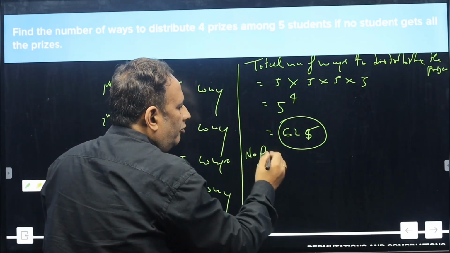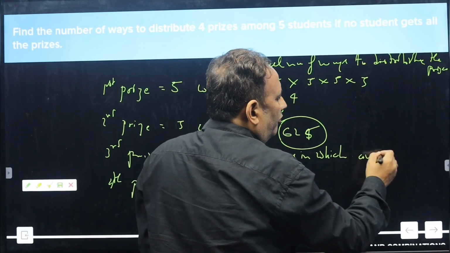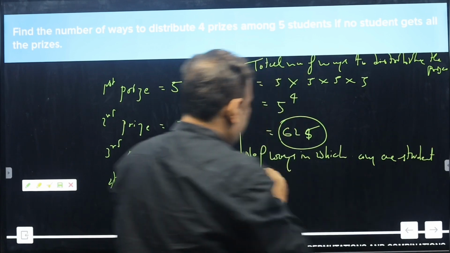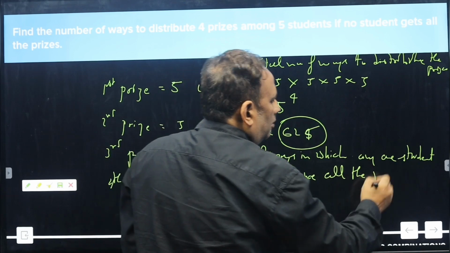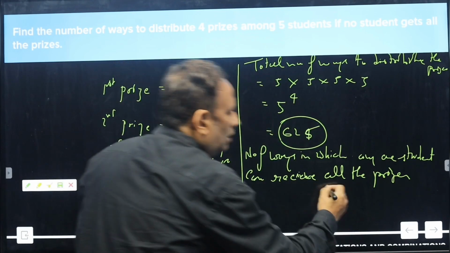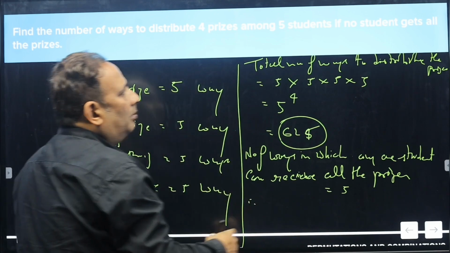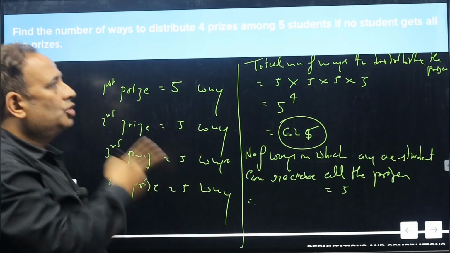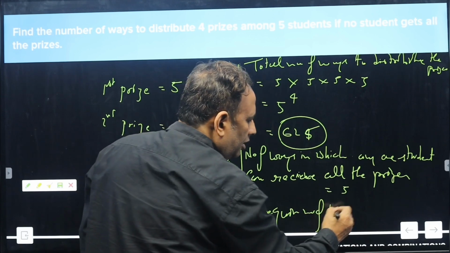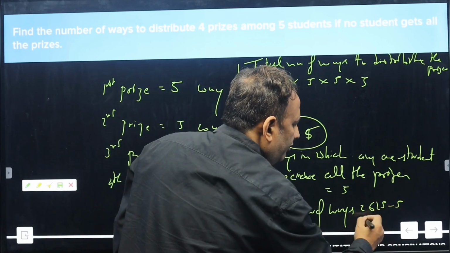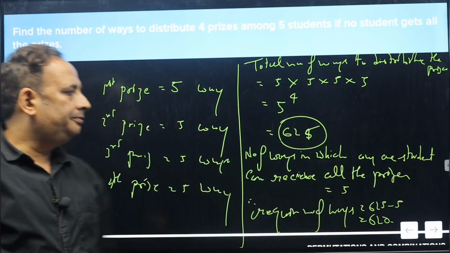So, the number of ways any one student can receive all the prizes: how many ways in total? Five ways, because the total number of students is five. Therefore, the total number of ways to distribute the prizes so that no student gets all the prizes is 625 minus 5, that is 620. So the final answer is 620. Hope it is clear. We have to subtract the five ways, and that's your answer.